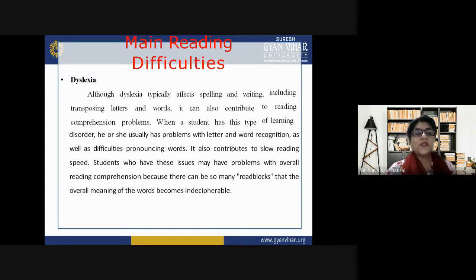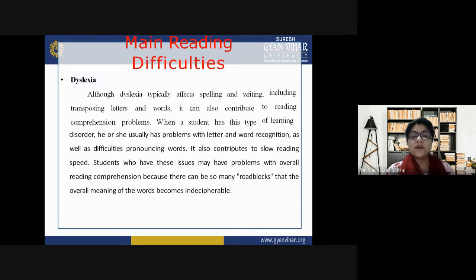This includes transposing letters and words. He's totally confused about which are the same number. So it can also contribute to reading comprehension problems. When a student has this type of learning disorder, he or she usually has problems with letter and word recognition, as well as difficulties pronouncing words. So it also contributes to slow reading speed.